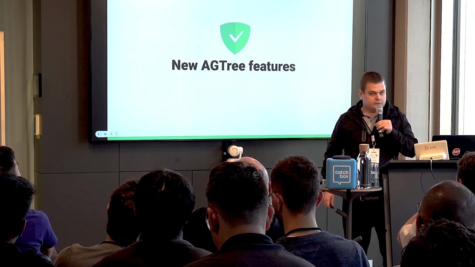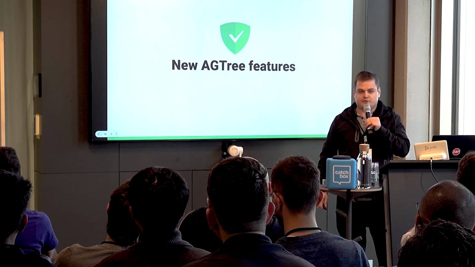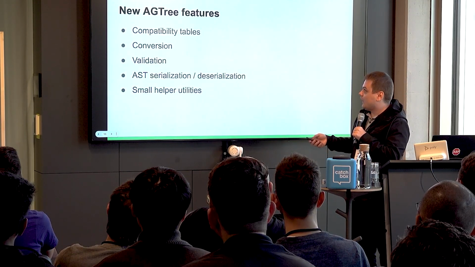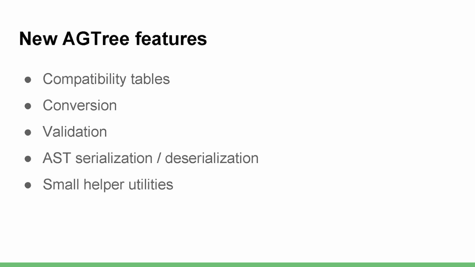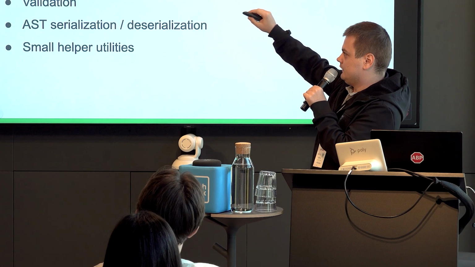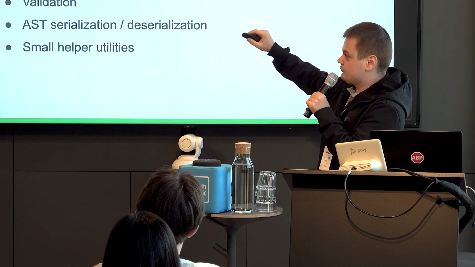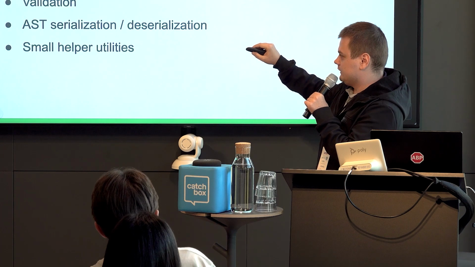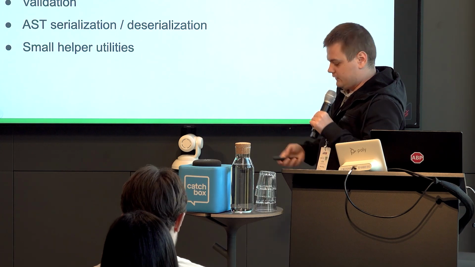Now it's time to talk about the new AGTree features. It's just an introduction for AGTree. So, we added these new features: compatibility tables, rule conversion or filter list conversion, validator, and serialization, deserialization, and some small helper utilities.